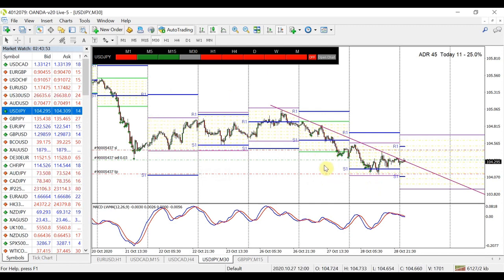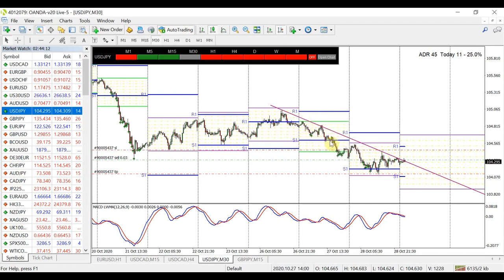let's have a look at where they were in relation to the R1 and S1, and whether R1 and S1 got hit. So S1 got hit yesterday, which was again inside the ADR band.